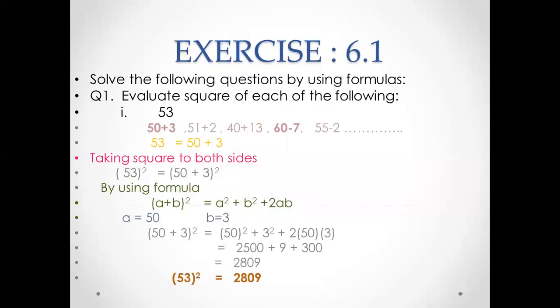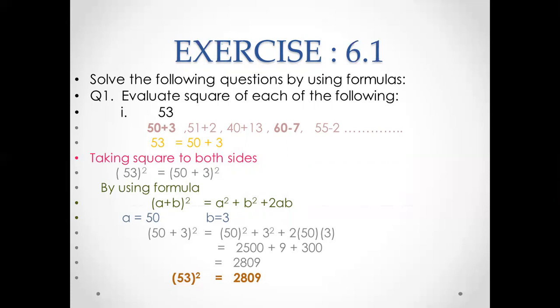The first part is 53. First we see that 53 is the sum of which two numbers? There are infinite numbers which, when we add them, we get 53. I write here some numbers: 50 plus 3, 51 plus 2, 40 plus 13, 60 minus 7. All these numbers, when we add or subtract, give 53.